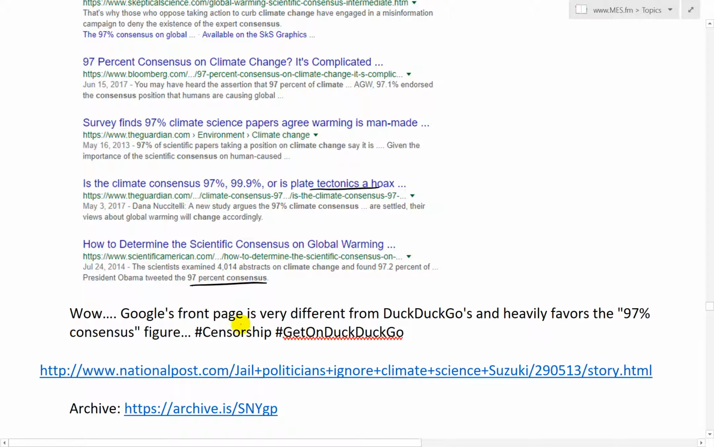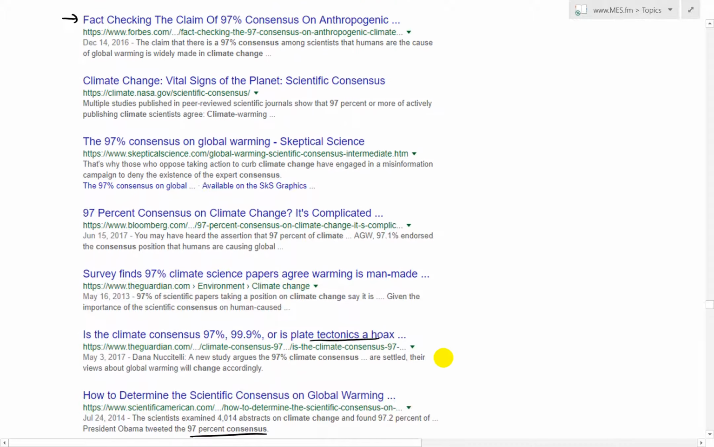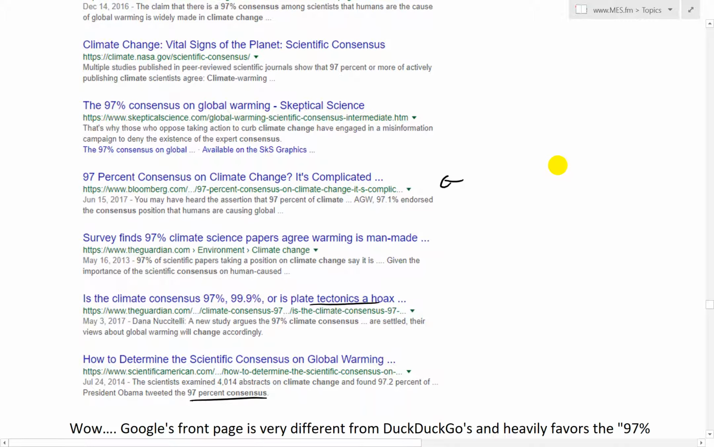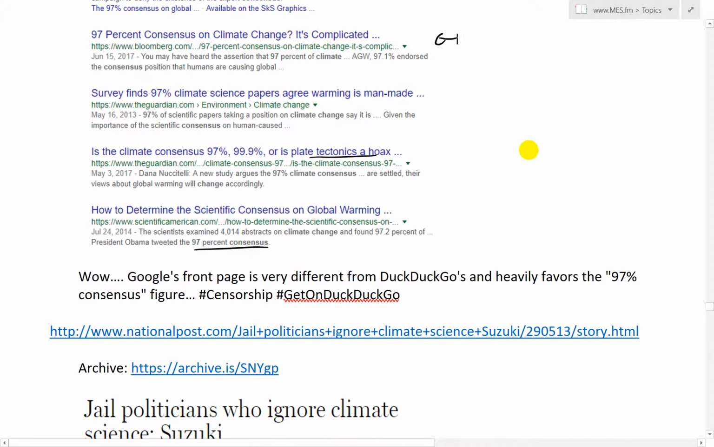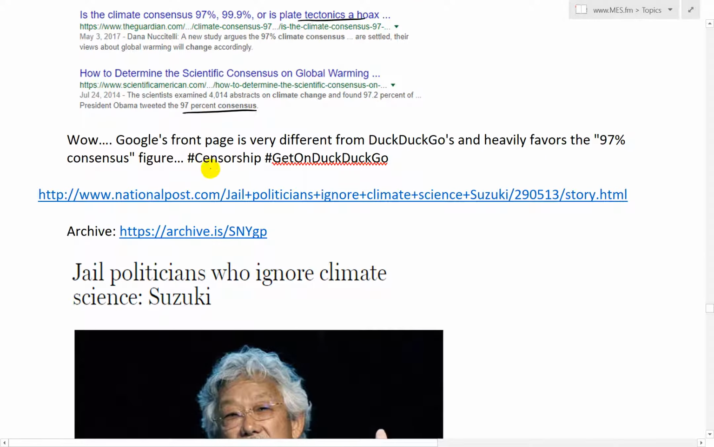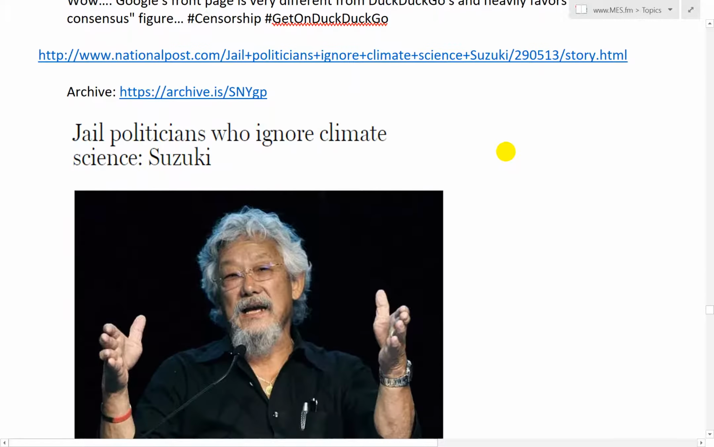So here I write, wow, Google's front page is very different from DuckDuckGo's and heavily favors the 97% consensus figure, because the only ones that are questioning it are this one, which is somewhat neutral, and the Bloomberg one, which is complicated, it's fact checking, but if you go through that article, it's still on the climate change side. It's not worth assuming that there isn't consensus on it. So regardless, that's somewhat censorship, and just get on DuckDuckGo.